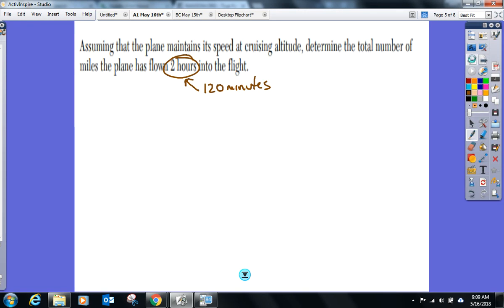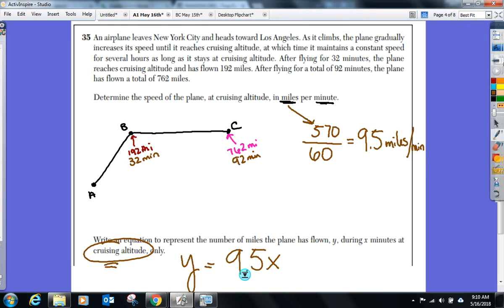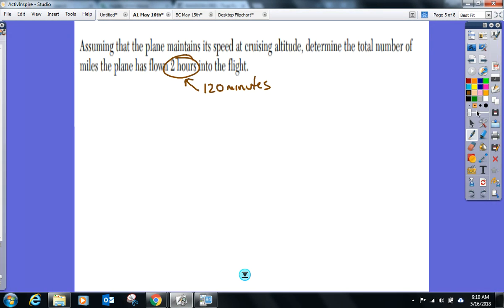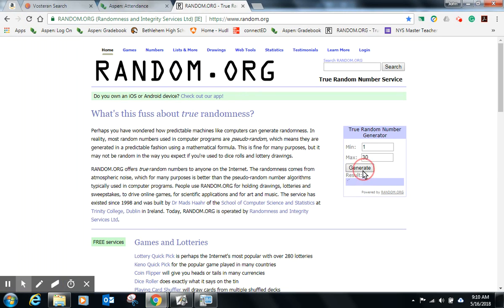All right, let's go back. How many miles did it go in 32 minutes? So I have 192 miles already. Again, that's for 32 minutes. Then it reaches that cruising altitude. How many minutes are still left for me to calculate? I got 32 minutes out of 120. How many minutes are still left?